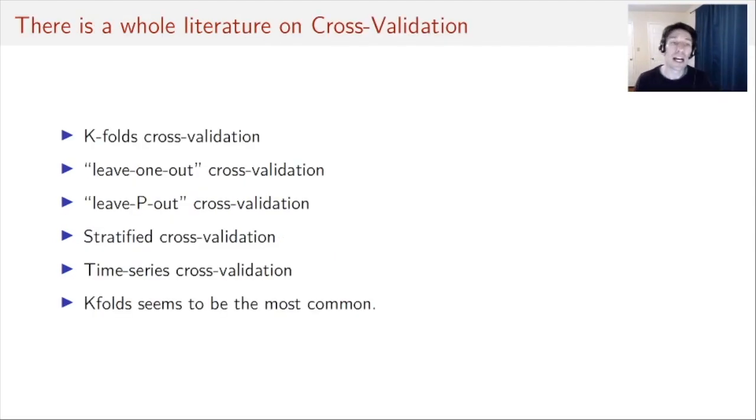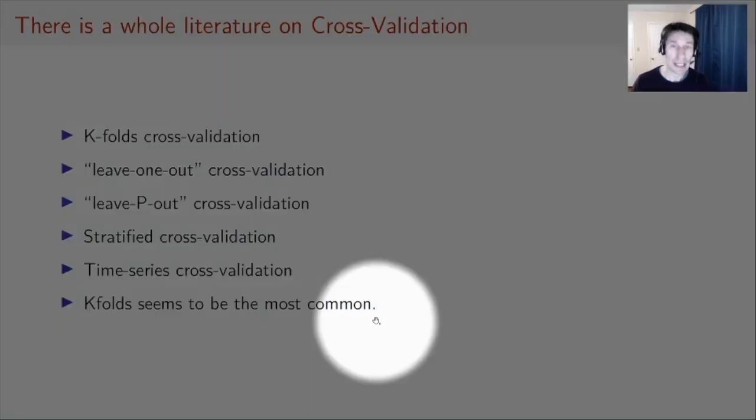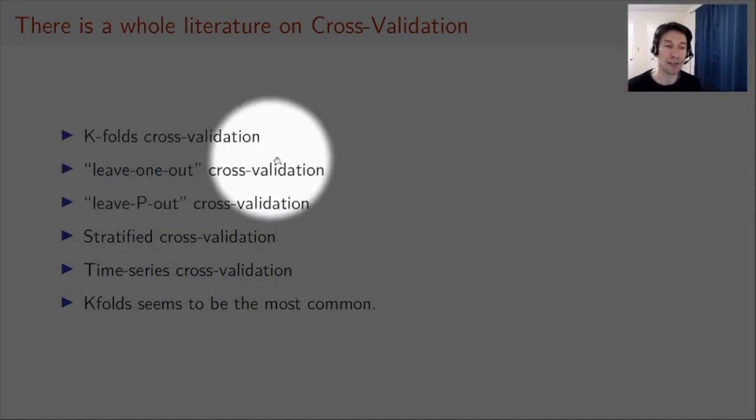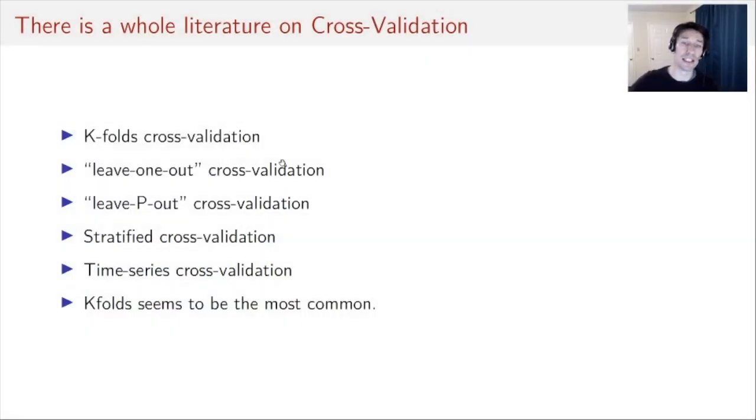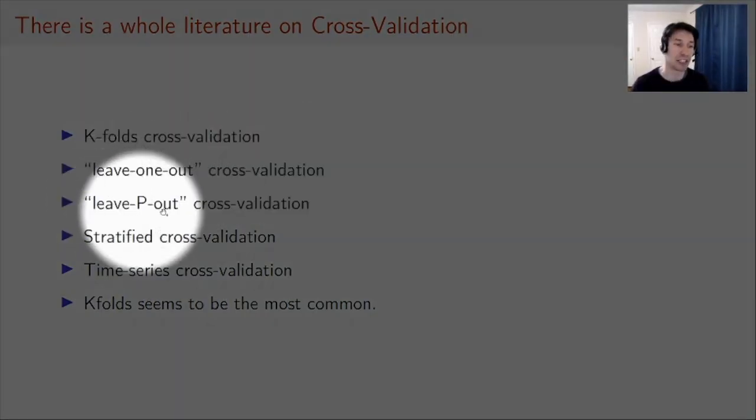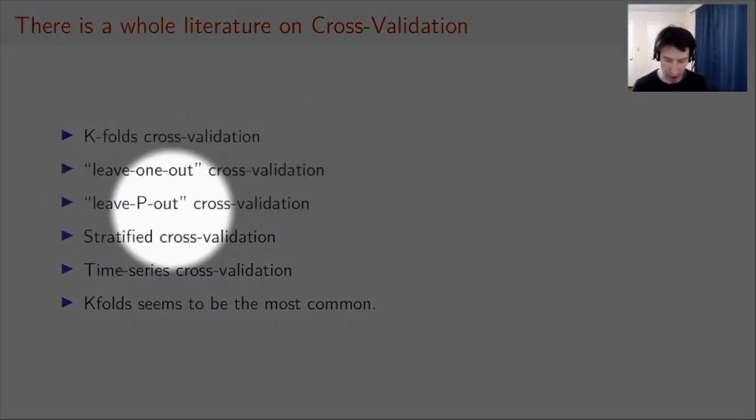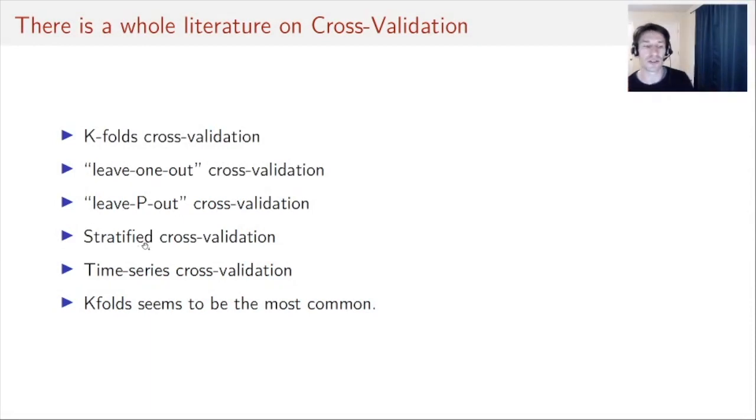There is an entire literature on cross-validation. K-folds cross-validation is the simplest one. It's very intuitive. Everyone understands how it works. There's another very intuitive one called leave one out, where you successively leave out one of your observations. You can also have leave P out, when you leave P observations out, etc. There's something called stratified cross-validation. There are specific cross-validation methodologies for time series, etc. If you want more information on this, there are a lot of resources out there. But the most common one is usually k-folds.